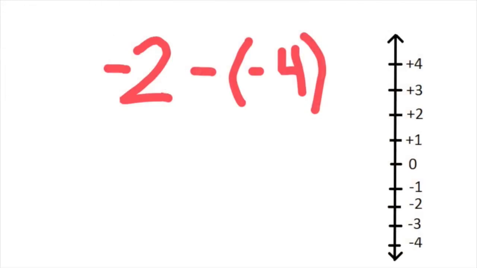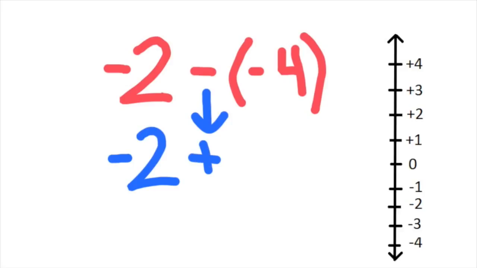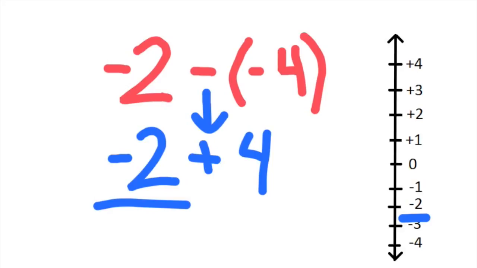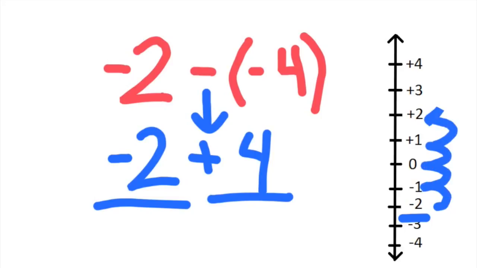Alright, we got another one here. We got negative 2 minus negative 4. So we got negative 2, change the subtraction to adding, and the opposite of negative 4 is positive 4. You can do it mentally, or you can use a number line. We start at negative 2, and we're adding 4. That's positive 4, so we're going to go up. 1, 2, 3, 4. So the answer is 2. Negative 2 minus a negative 4 is 2.